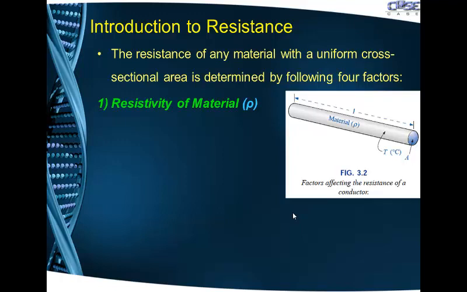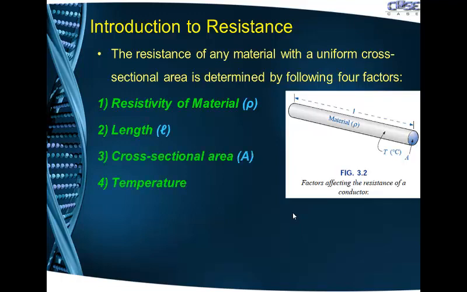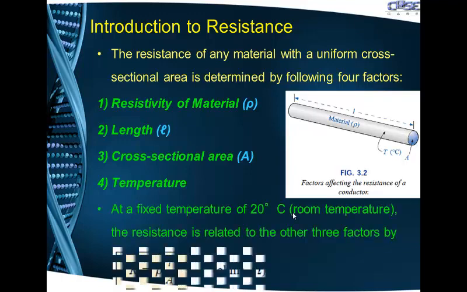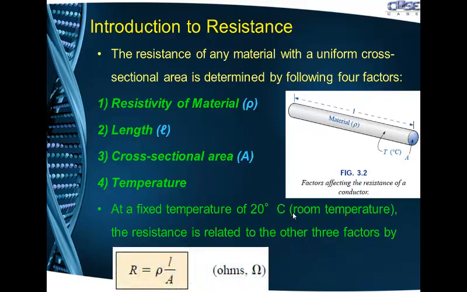Resistance of a material or a wire depends upon these four factors: resistivity of material, length, cross-sectional area, and temperature. So if you keep the temperature constant, the resistance will be equal to rho L over A, where rho is the resistivity, L is the length, and A is the cross-sectional area. This resistivity is material dependent. Maybe the material is copper, silver, gold, and so on. So if the material changes, the resistance also changes.